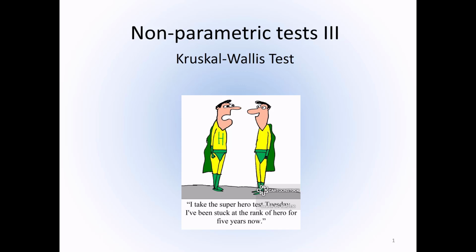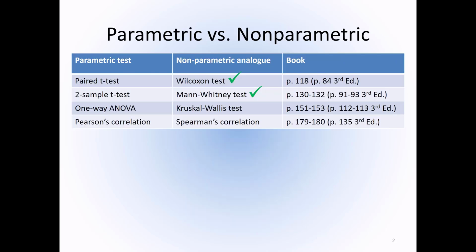Video for non-parametric tests. This is going to focus on the Kruskal-Wallis test. So up to this point, we should now feel comfortable conducting the Wilcoxon signed rank test and the Mann-Whitney U test. Today we're going to focus on the Kruskal-Wallis test, which is the non-parametric analog to the one-way ANOVA.